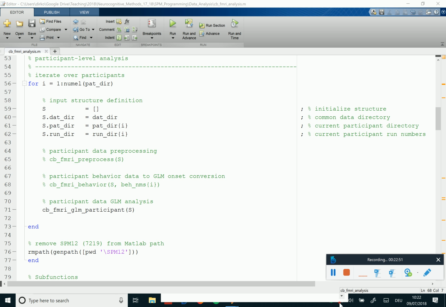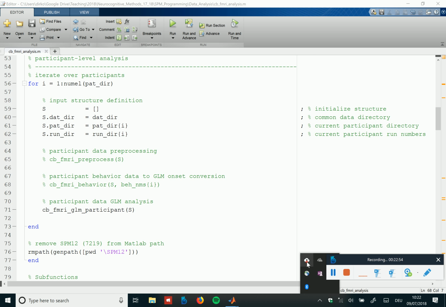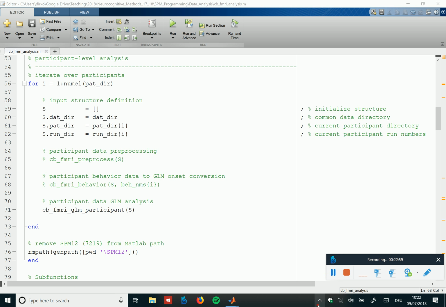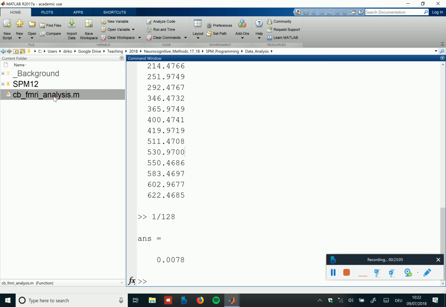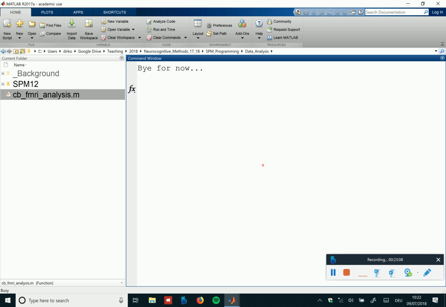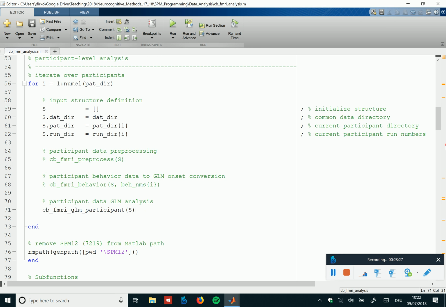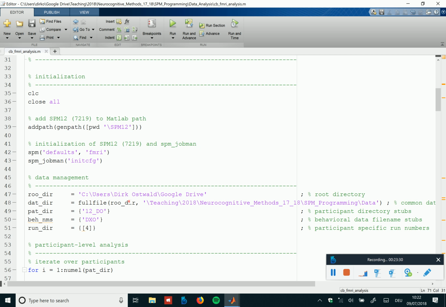Just make sure that my thing is off. Which is due to the fact that at home and here I have different names for my Google directory. The difference being here.